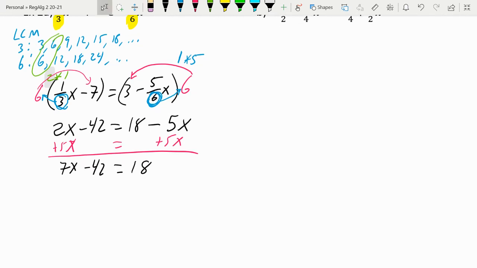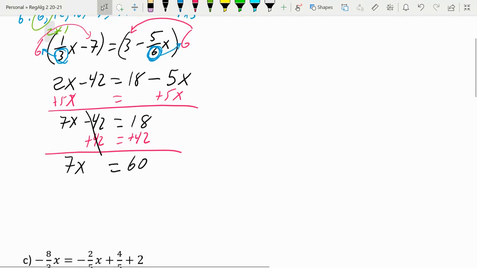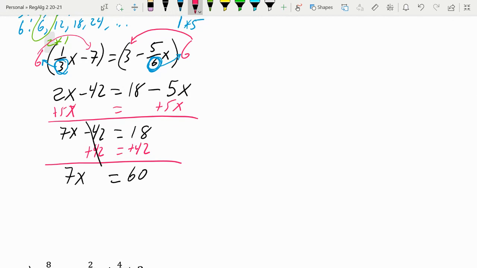Here's x. There's my x term on the left side. I have to get rid of everything that's on the same side as that. So what am I going to get rid of? I need to get rid of that -42. So I'm going to add 42 to both sides. Drag that 7x down. Negative 42 plus 42 goes away. 18 plus 42 gives me 60. And what am I going to do? Divide both sides by 7. Then I end up with x is equal to 60 over 7.